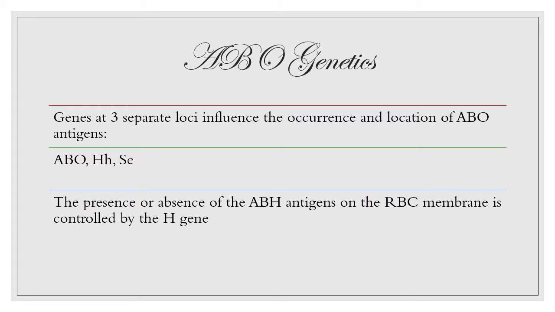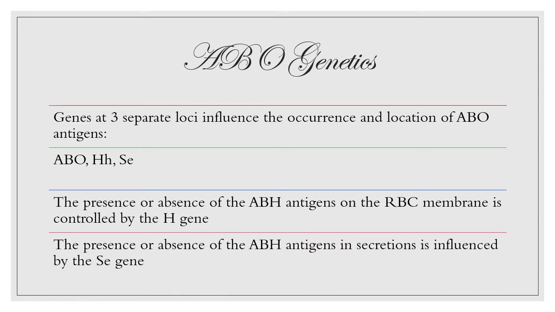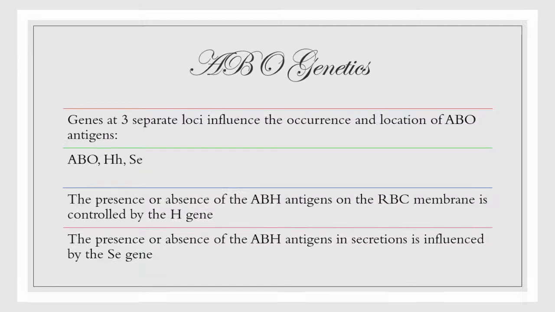The presence or absence of the ABH antigens on the red blood cell membrane is controlled by the H gene. That's a little hidden secret that most people aren't aware of. This comes up as a question because it is a little secret, so you might want to remember it. The presence or absence of the ABH antigens in secretions, that's your saliva, your tears, is influenced by the SE gene. SE stands for secretor. So if you have the SE, then you are able to have those ABH antigens in those fluids.